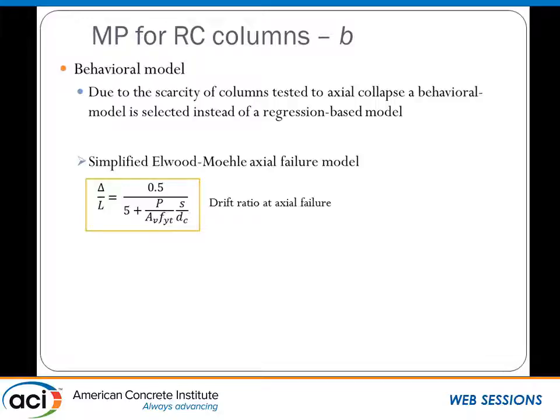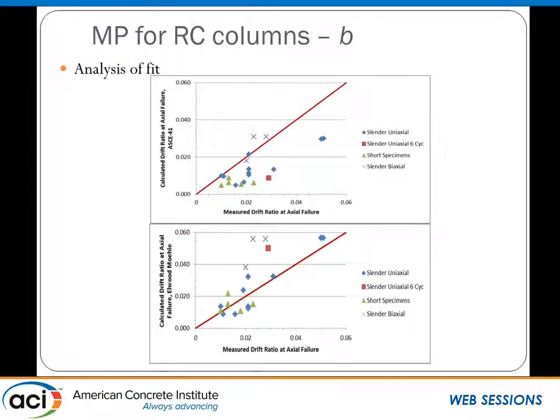Because we have very little data, we were not comfortable using regression models for it. So what we did is we got an Elwood-Moehle model, simplified it a little bit for axial failure, and looked at if we can extend that model to get a good estimate of axial load.